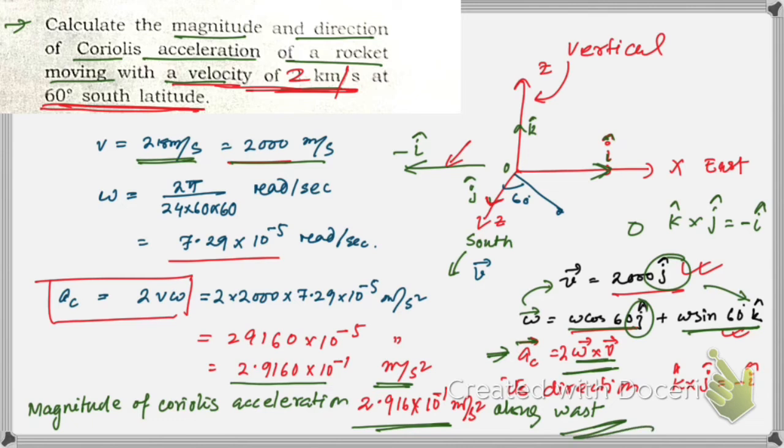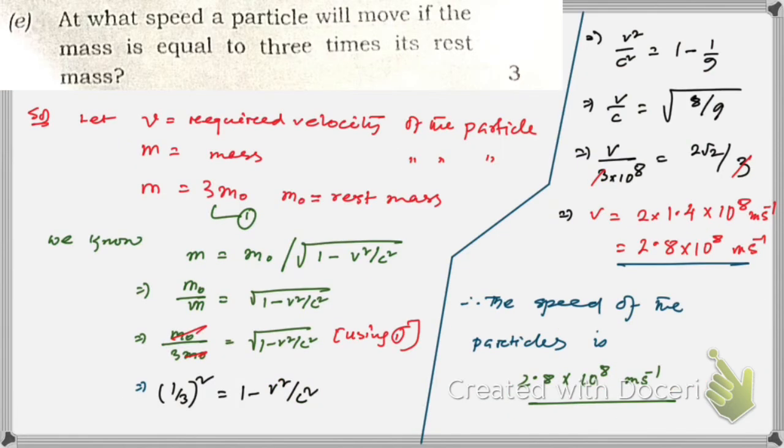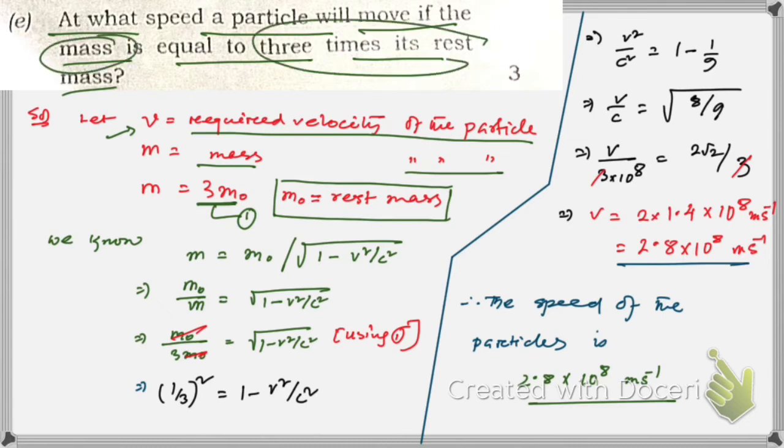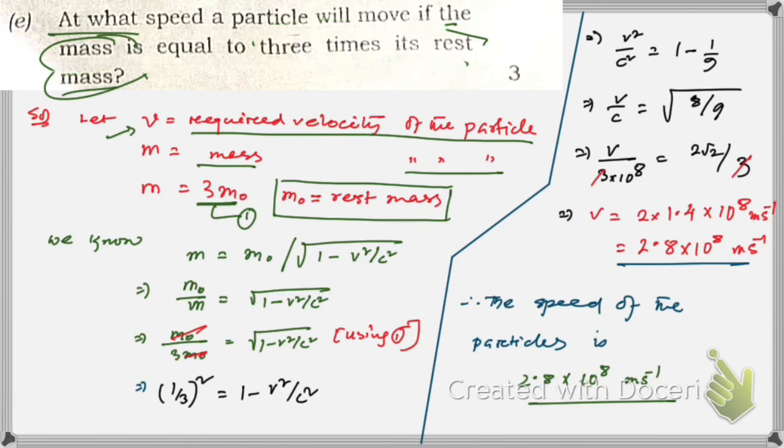Now let's move on to the next question. At what speed will a particle be moving if the mass is equal to 3 times its rest mass? So v is the required velocity of the particle we have considered, and m is the mass of the particle, and m is equal to thrice m naught, where m naught is the rest mass. It is given in the question already that its mass is equal to 3 times its rest mass. So that's why we are using m is equal to 3 times m naught.